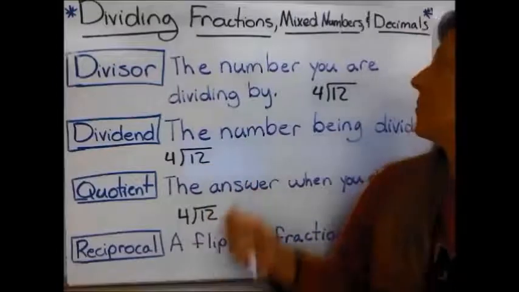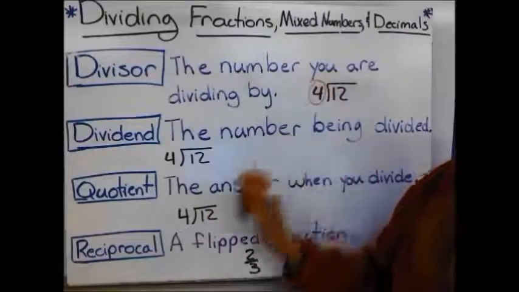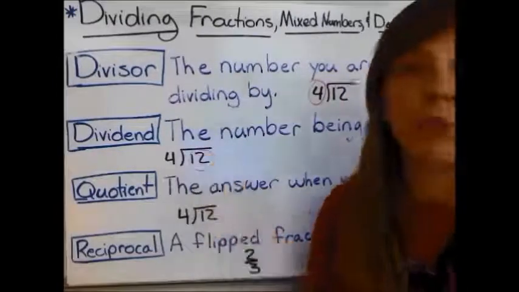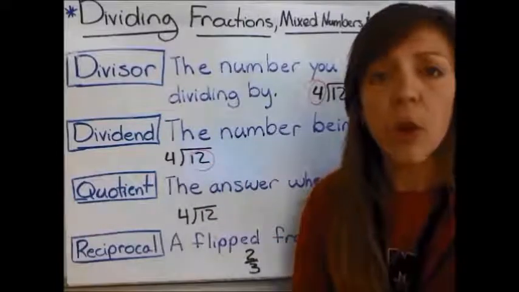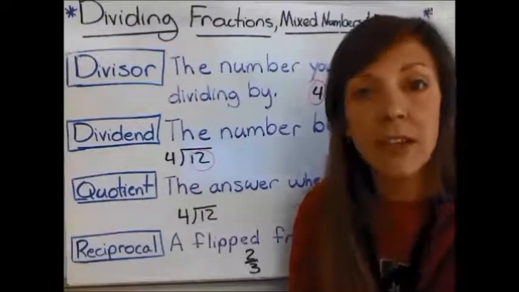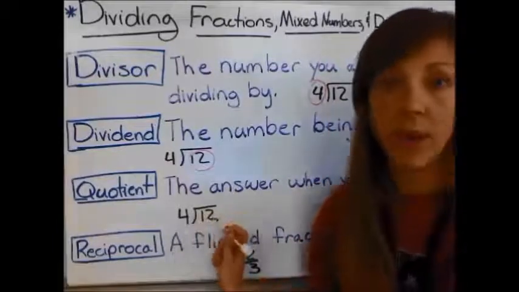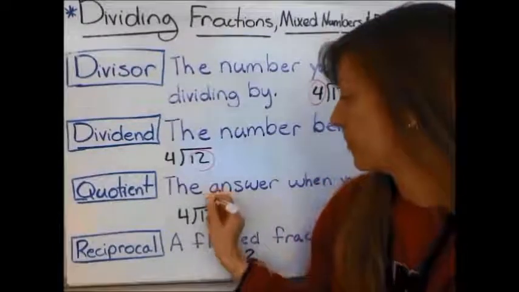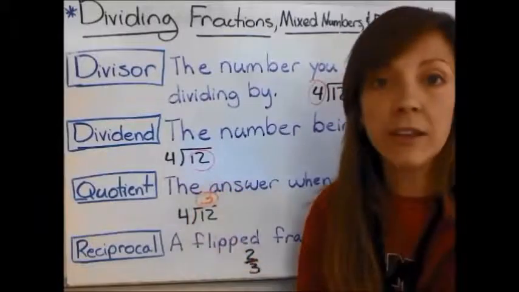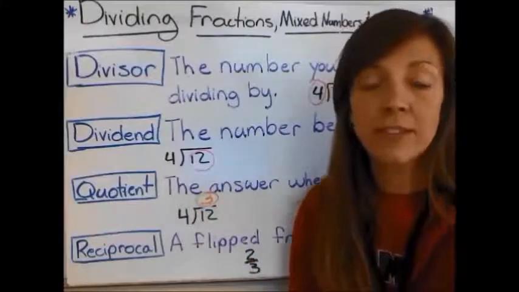So 12 divided by 4. 4 is your divisor. 12 is your dividend. Quotient. Quotient is the answer when you divide. So after you're finished dividing, 4 into 12 goes 3 times. 3 is our quotient.